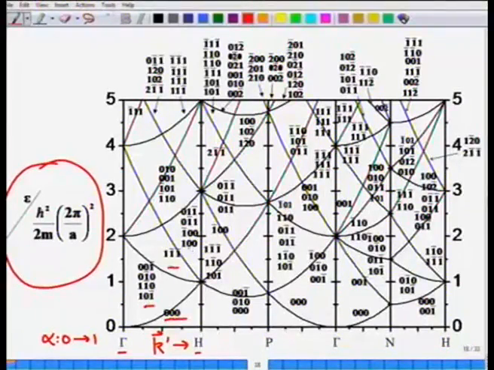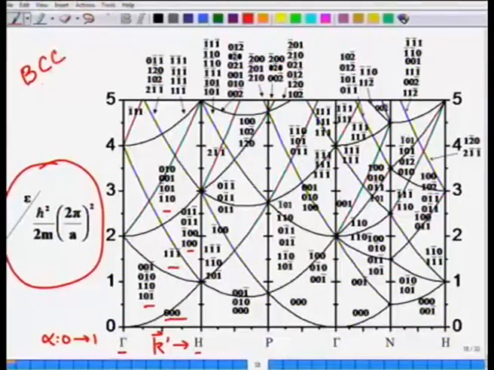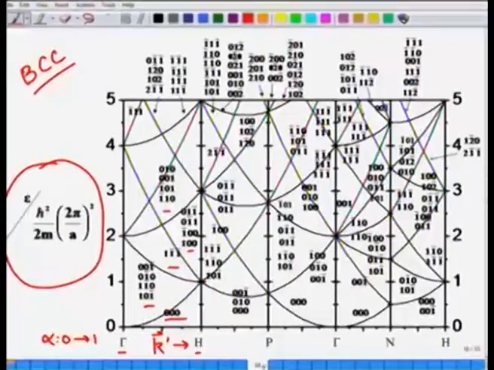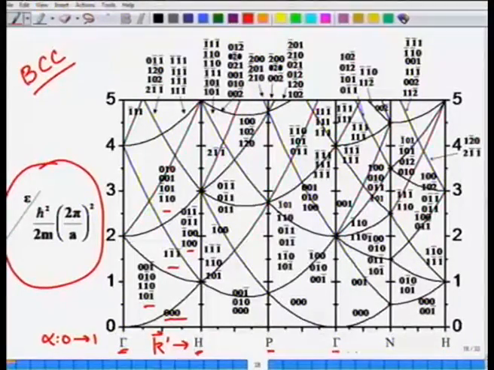What you should do is try out the same exercise yourself and plot this for BCC. This is for BCC. The previous one, of course, which I found was for FCC. So, this was FCC, and now this is for BCC. I am not going to go over this, but gamma to h, h to p, p to gamma, gamma to n, n to h. I will request you to plot this yourself. With this, you should be able to understand now.